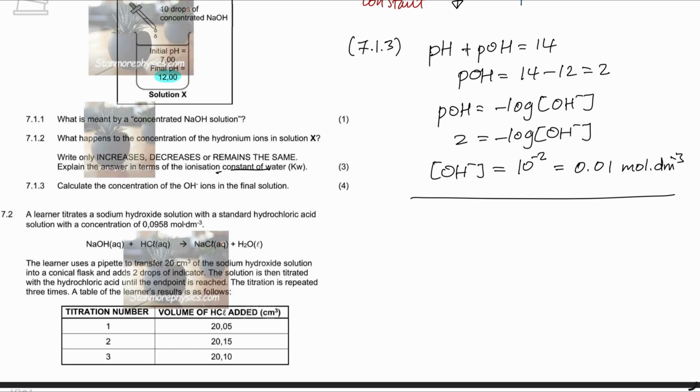Question 7.2. A learner titrates a sodium hydroxide solution with a standard hydrochloric acid solution of concentration 0.0958 moles per dm cubed. We've been given the reaction and they tell us that the learner uses a pipette to transfer 20 cm cubed of sodium hydroxide into a conical flask and adds indicator. The solution is titrated with hydrochloric acid and the endpoint is reached. The titration is repeated 3 times.